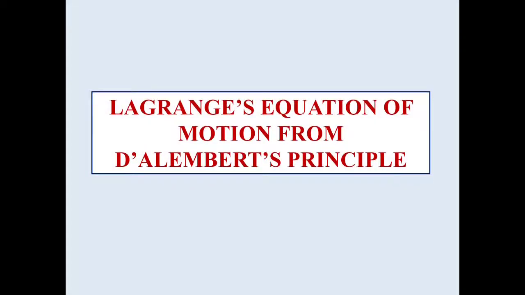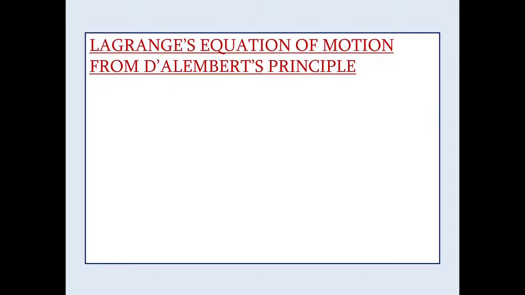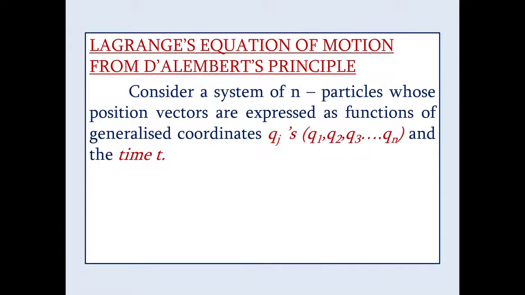In this video, let us derive Lagrange's equation of motion from D'Alembert's principle. To derive Lagrange's equation of motion, let us consider a system consisting of n number of particles. The position vectors of these n particles can be expressed as functions of the generalized coordinates qj's and the time t.